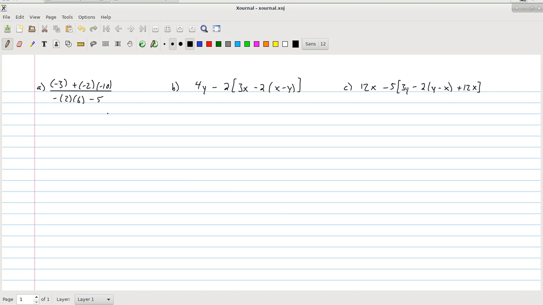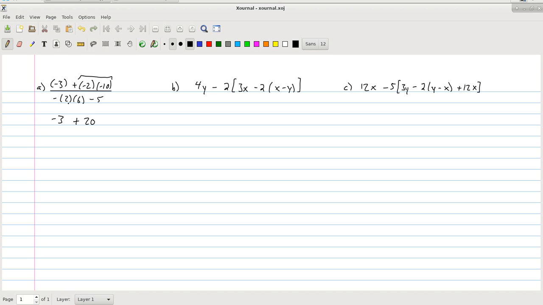Simplify each expression. For part A, I see that we have a numerator and denominator. So treat the numerator like it is its own problem. Treat the denominator like it is its own problem. Up on top, I see we have an addition and a multiplication. So the multiplication must happen first. Negative 2 times negative 10 is positive 20. And this negative 3 will just come along for the ride.